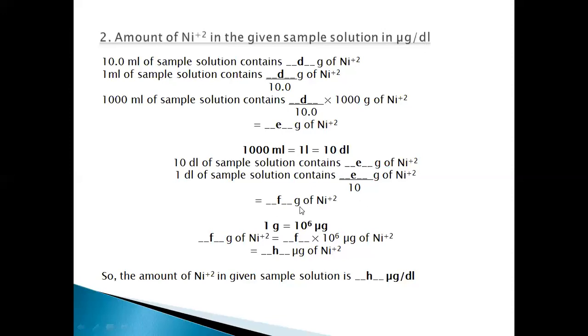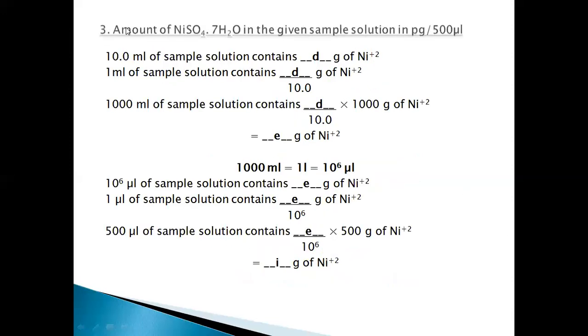The next step is to convert gram into microgram. See, the bold one is actually the relationship between gram and microgram: 1 gram is equal to 10 raised to the power 6 microgram. Then F gram of nickel is equal to F multiplied by 10 raised to the power 6 microgram. So if we multiply F with 10 raised to the power 6, suppose the answer is H, and this H is now microgram of nickel per deciliter, or per 1 deciliter. So finally we will report our result in the form of a sentence: the amount of nickel in the given sample solution is H microgram per deciliter, or per 1 deciliter.